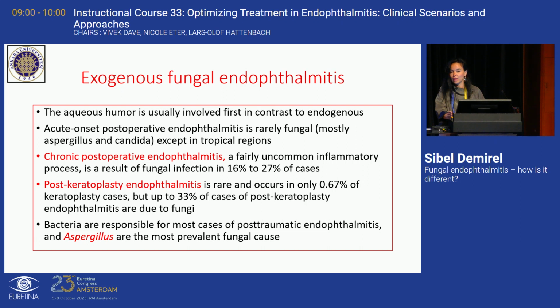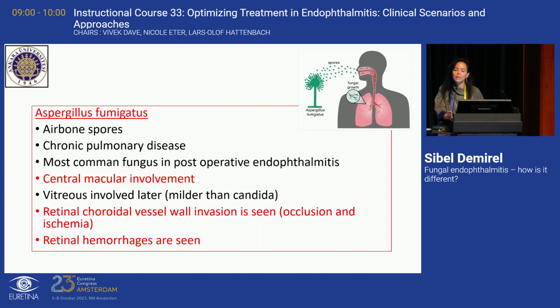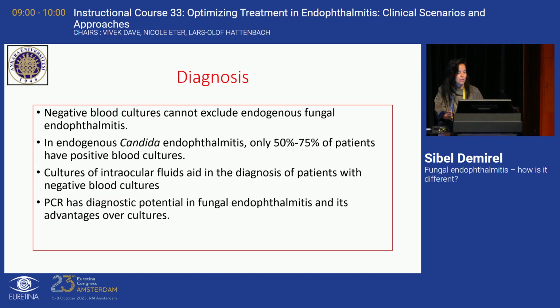If the case is secondary to trauma, Aspergillus is the most common cause of fungal endophthalmitis. Aspergillus is a little bit different and has a poor prognosis. Central macular involvement is typical in these cases. The vitreous is involved later, compared to Candida. Retinal and choroidal vessel wall invasion is seen, and that's why there can be ischemia and hemorrhage in these cases.